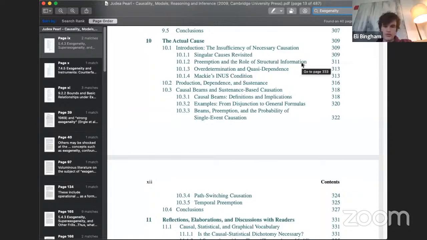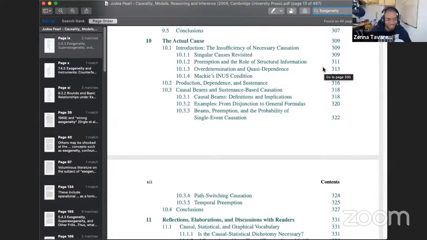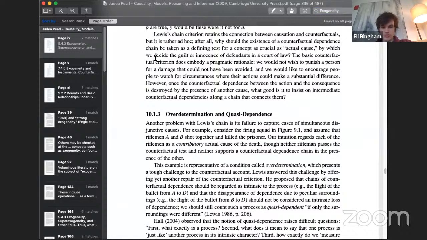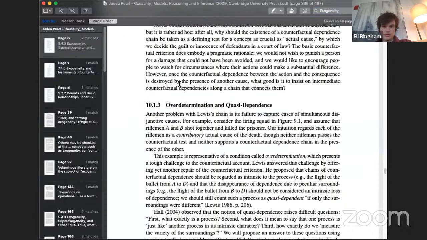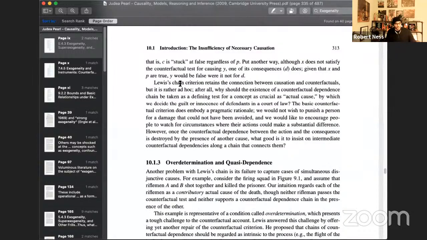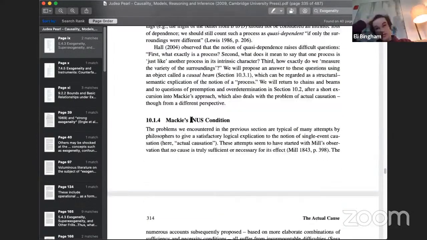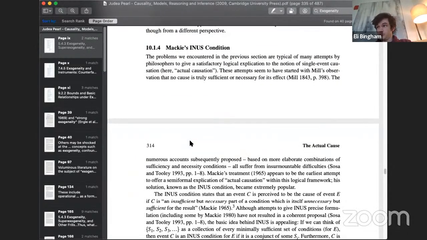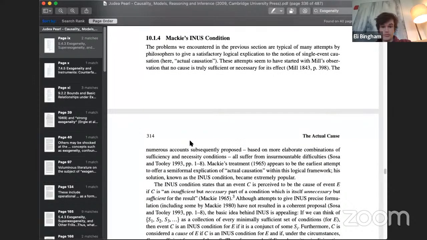Yeah, at any rate, Pearl only gives one definition of actual causality in this chapter. But which one? There's a bunch of technical gadgetry about causal beams in 10.3, 10.3.1. An event X is an actual cause of an event Y if there exists a natural causal beam. I haven't read anything about beams before.